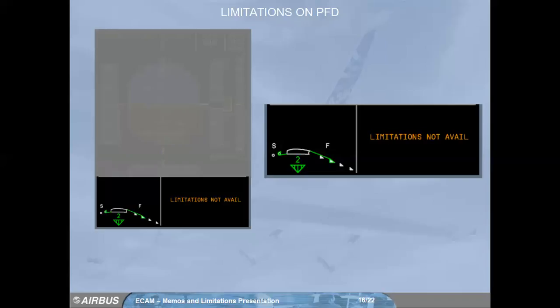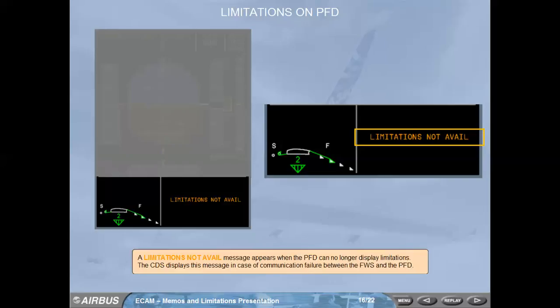Limitations not avail message appears when the PFD can no longer display limitations. The CDS displays this message in case of communication failure between the FWS and the PFD.